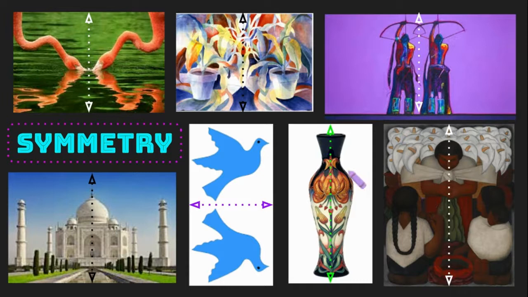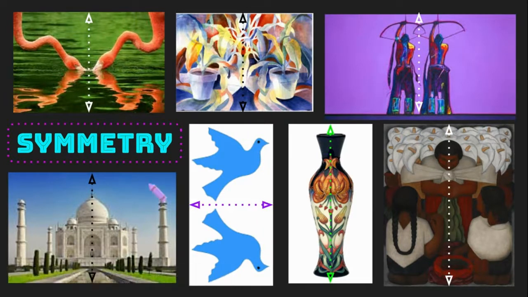Now, here's an example in ceramics. The actual vase is symmetrical, so it's the same on both sides. And not only that, but the design on the vase is also symmetrical. It's a flower, right? And it's the same on the left as it is on the right. Now, here's an example of horizontal axis where the top is the same as the bottom.